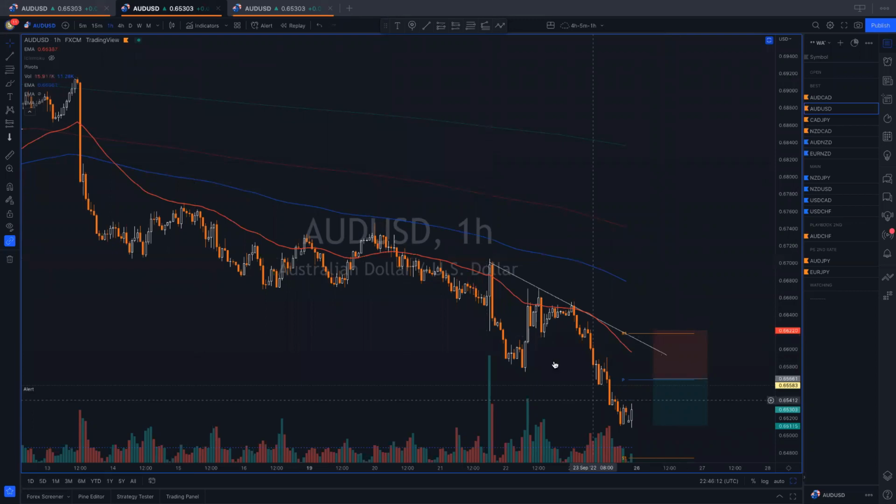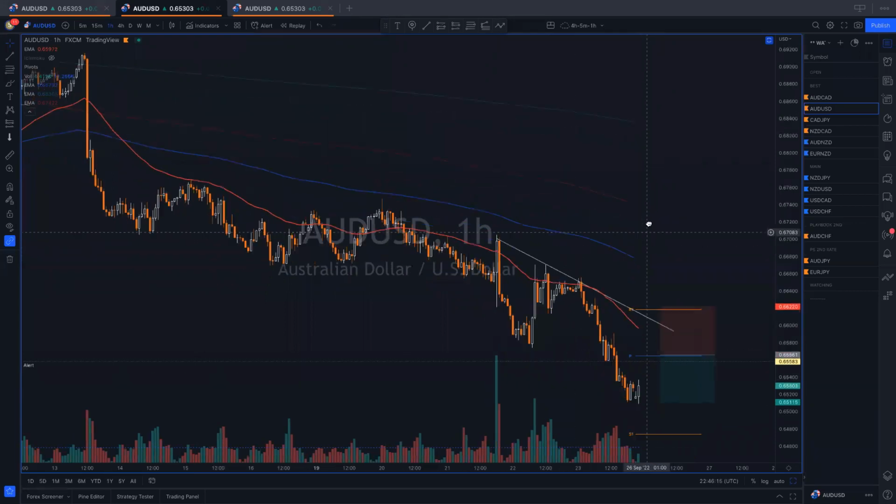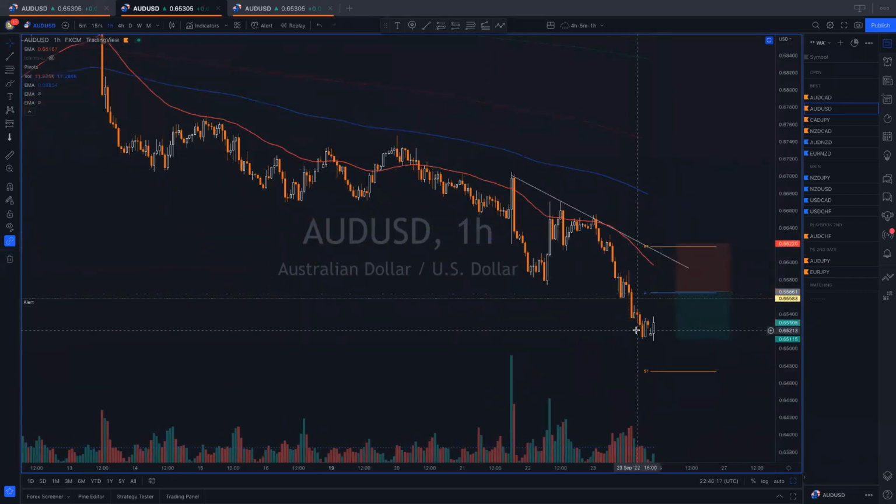I think Aussie CAD does look nice in Aussie USD, but who knows what we'll present. This will just be a quick one-to-one pip snatcher, stop behind R1, profit at the recent lows, quick one-to-one.